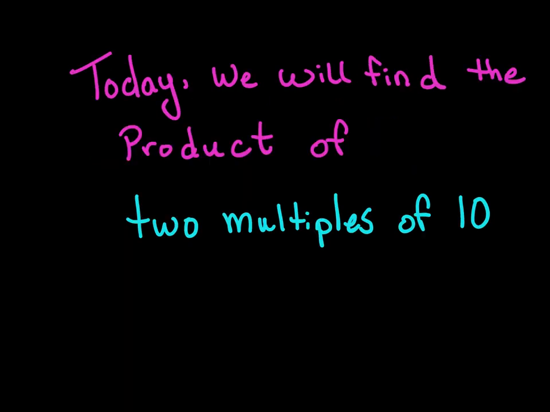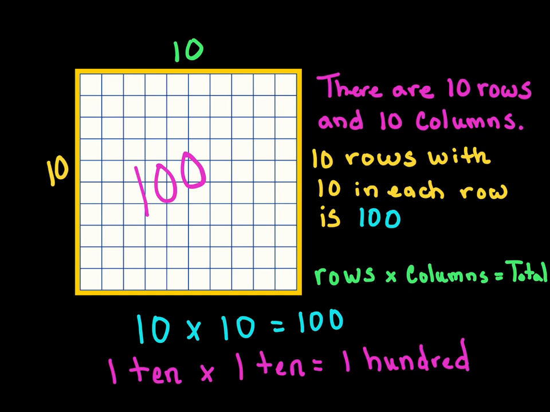Today we will be looking at, understanding, and finding the product of two multiples of 10. Here we have 10 rows and 10 columns. 10 rows with 10 in each row is 100. Rows times the columns gives us the total, the product. 10 times 10, the factors, gives us a product of 100. 1 ten times 1 ten is 100.